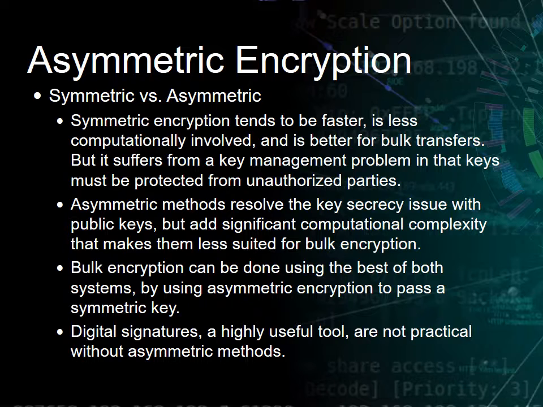Bulk encryption can be done using the best of both systems by utilizing asymmetric encryption to pass along a symmetric key, and then using the symmetric key and a symmetric algorithm to do the encryption of the bulk of the data. And this is what you see with TLS and SSL transactions. Digital signatures, a highly useful tool, are not practical without asymmetric methods.